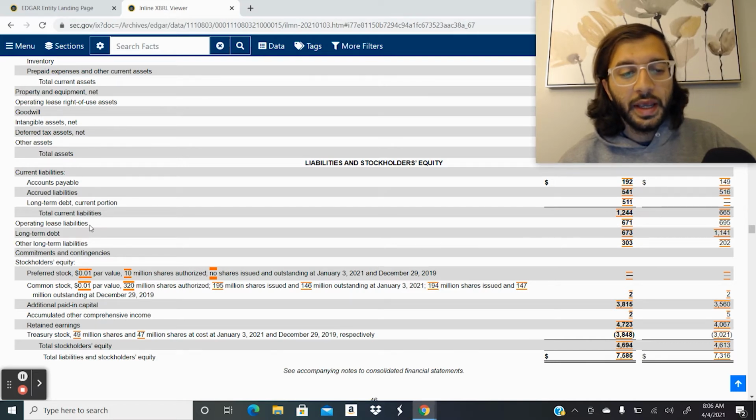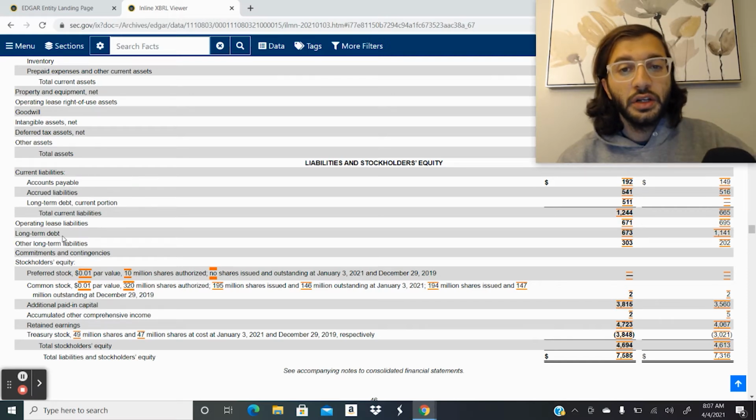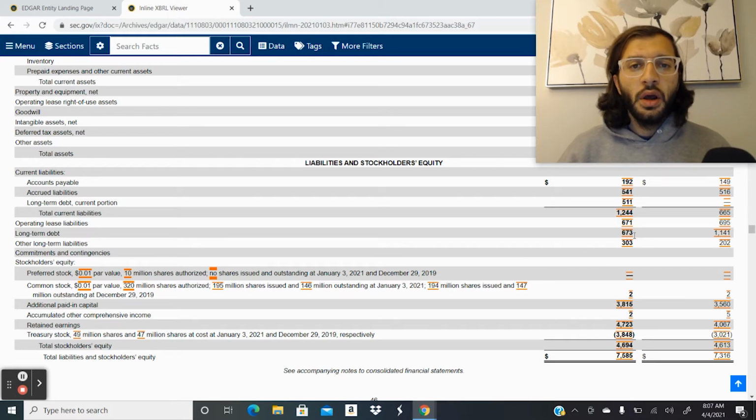Next, we're going again to operating lease liabilities. This is paired with the right of use asset that we talked about on the asset side of the balance sheet. These are basically leases that the company has throughout the world for various offices that they occupy. Next is long-term debt. So here, this is showing that 673 million of long-term debt is due longer than 1 year. So this is debt that the company potentially has due in 2 or 3 or 4 years upcoming.